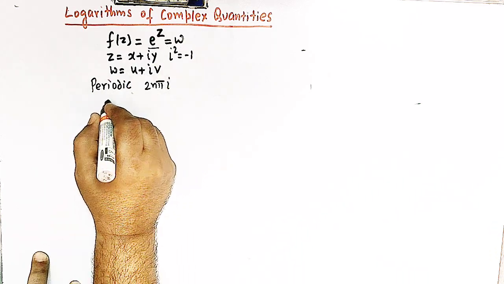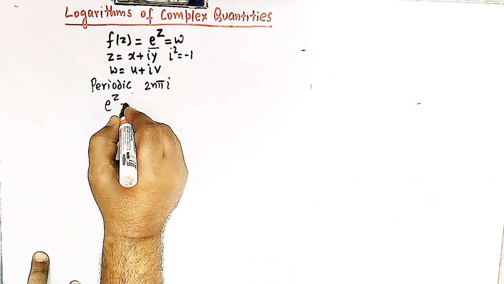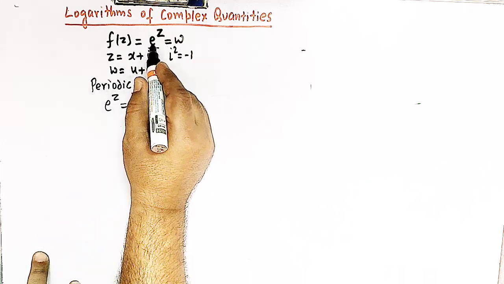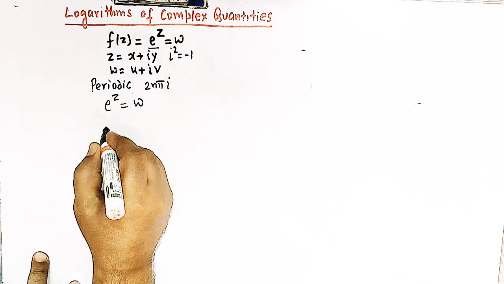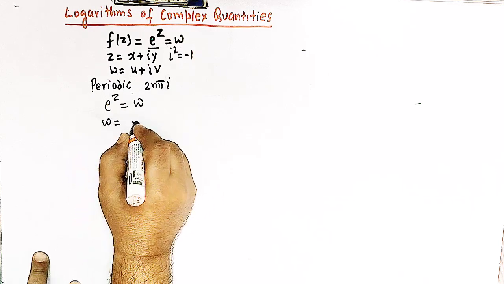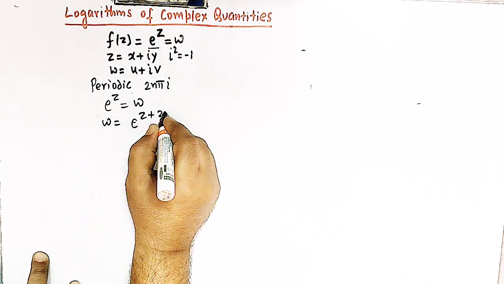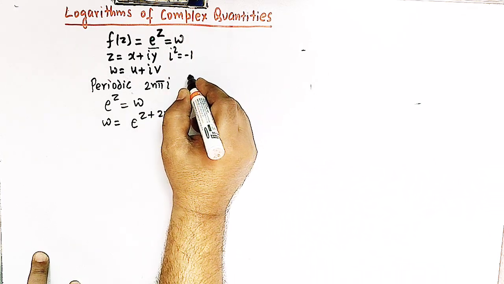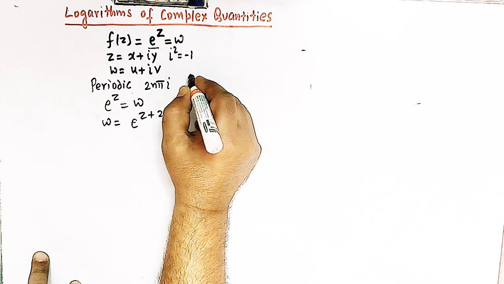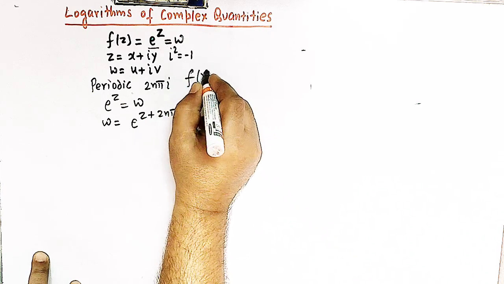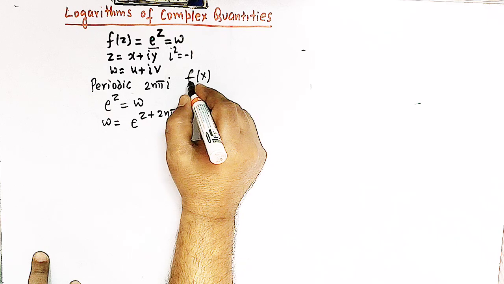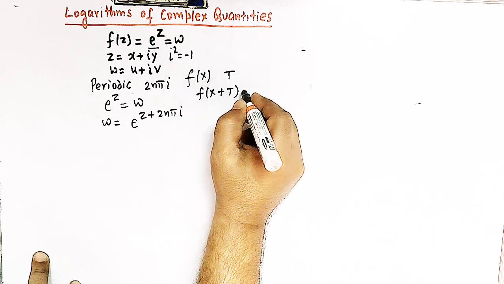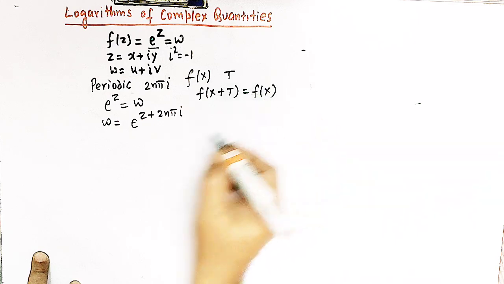Now let us consider the expression e raised to z is equal to w. Since the period of e raised to z is 2n pi I, we can also write w as e raised to z plus 2n pi I, due to the definition of a periodic function. That is, if we have a function f of x, and the period of f of x is t, then f of x plus t can be written as f of x.